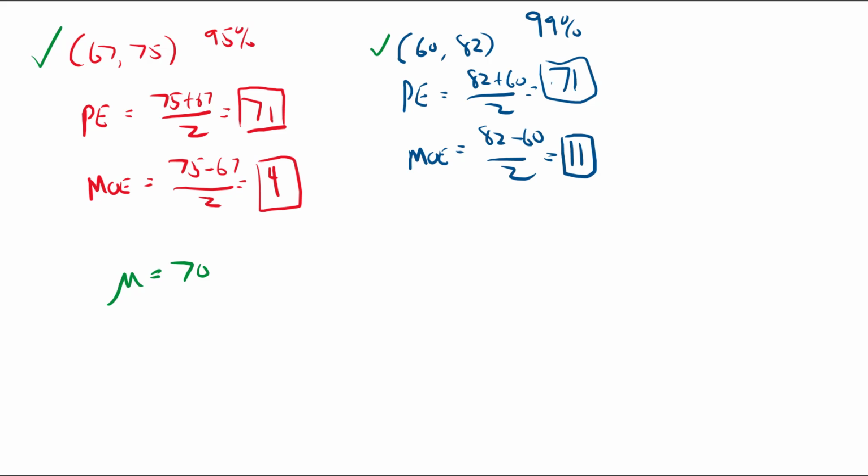If you're asked whether your interval supports or denies the claim that the true mean score is 70, you would say yes in both of these. Yes, 70 is within my interval.